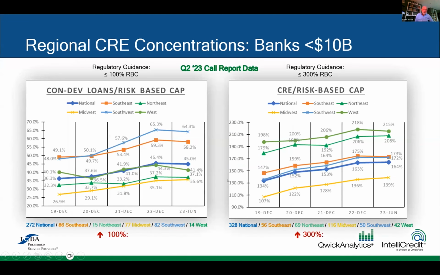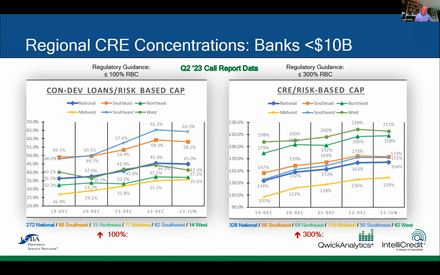In what we traditionally look at in terms of real estate concentrations, we have to the right, which is the broader 300% guidance. Not surprisingly, you've got the West, I should say, and the Northeast actually leading the other regions. The Midwest states are a good bit behind on the broader 300% guidance. There are 328 banks in the country that exceed that. Remember, this is guidance, not regulation.